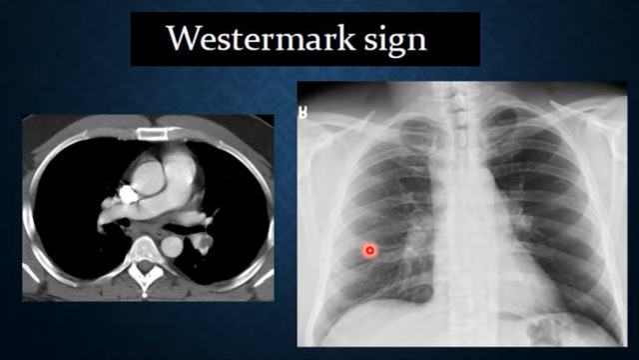There is a hyperlucent lung distal to an embolism. The embolism is obstructing a pulmonary artery, resulting in loss of flow to that lung. So the lung will be lucent or less vascular compared to the other side. This indicates pulmonary embolism, what's called the Westermark sign.